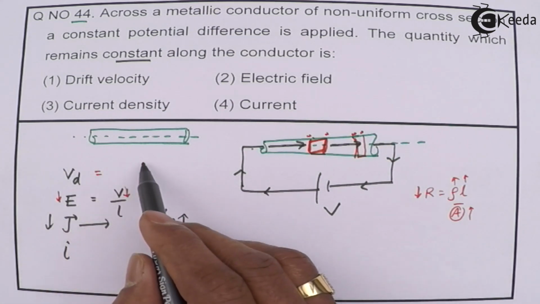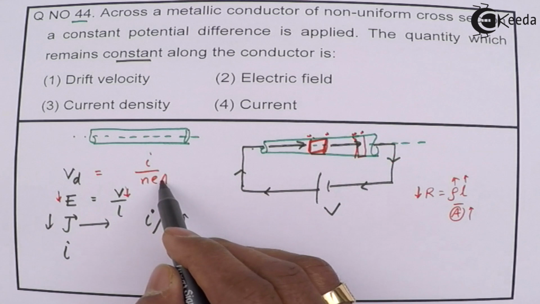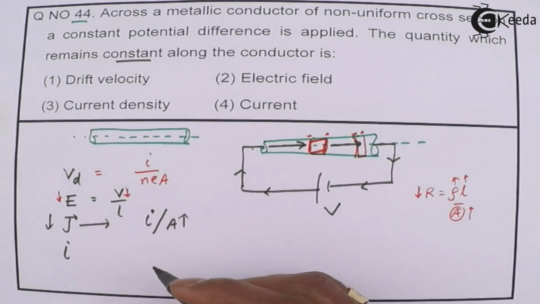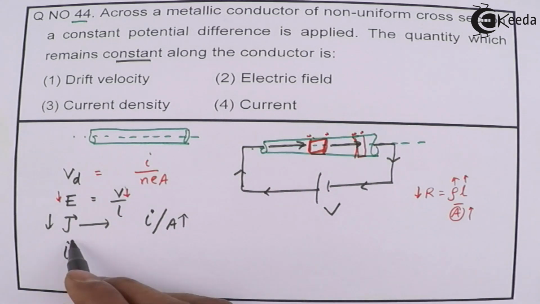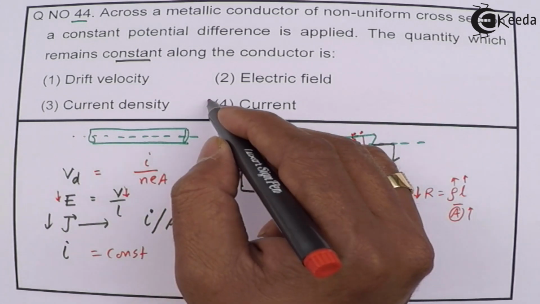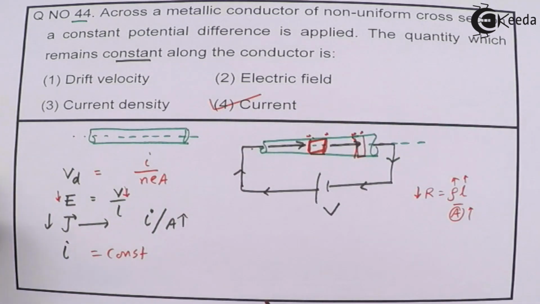Drift velocity, Vd, is I upon nEA. This also depends upon the area of cross-section, so this will also change. The only quantity left is I. Why is I constant? This is correct: the current will remain constant.